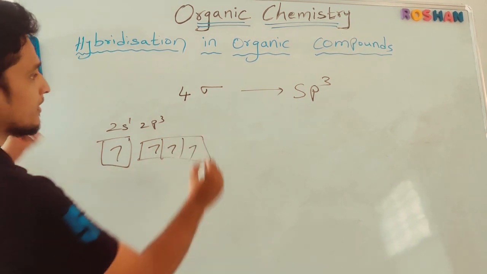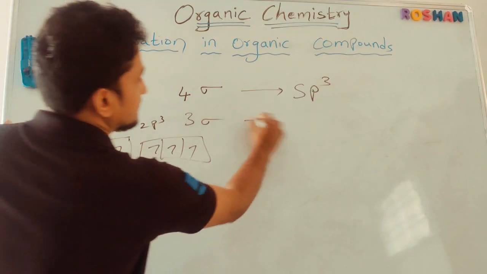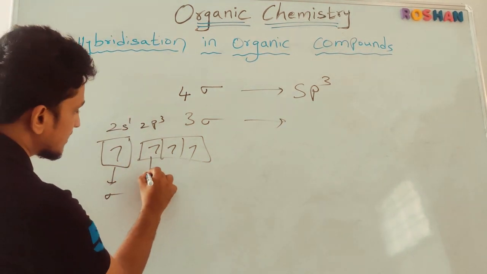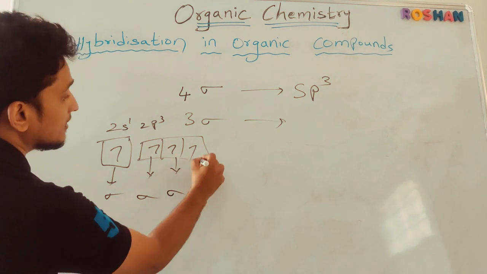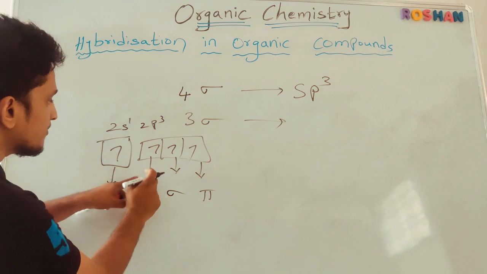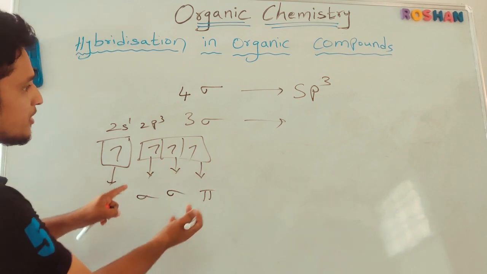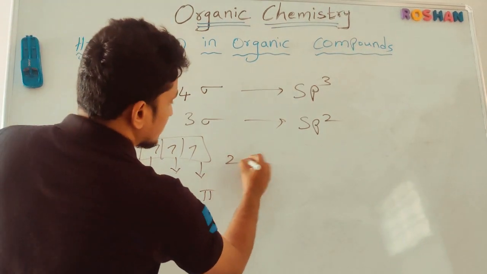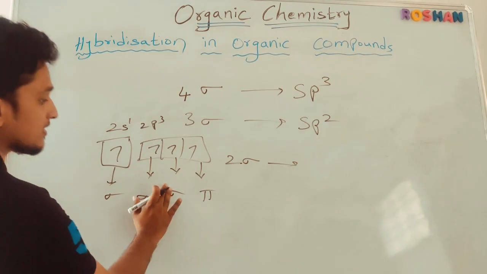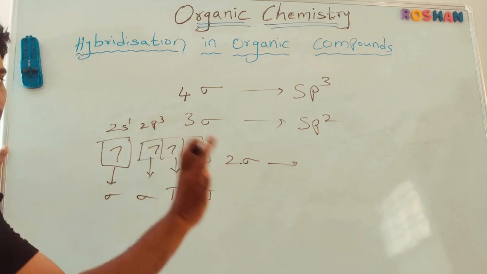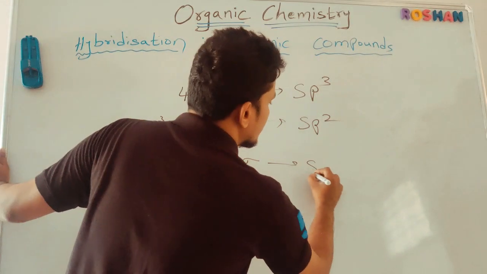So sp3. If 3 sigma bonds are there, that means this forms sigma, this forms sigma, this forms sigma, and this forms pi. Now what is the hybridization? Just count the orbitals: 1 s orbital and 2 p orbitals are involved. So it is sp2. If only 2 sigma bonds are there in carbon, the others form pi bonds. Then 1 s and 1 p only are involved in sigma bonding, so the hybridization is sp.